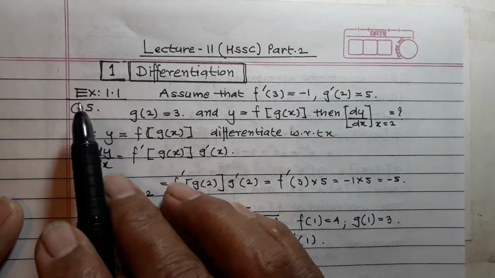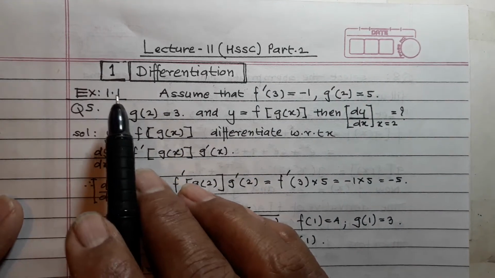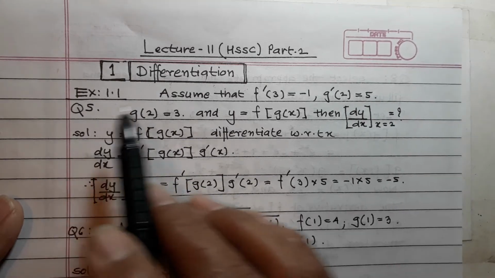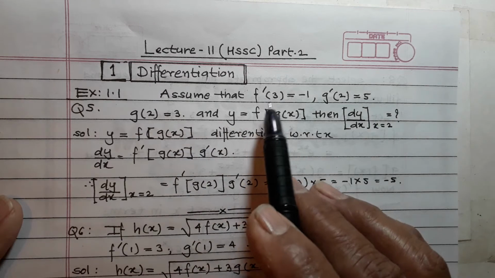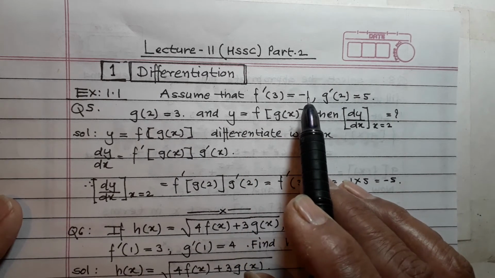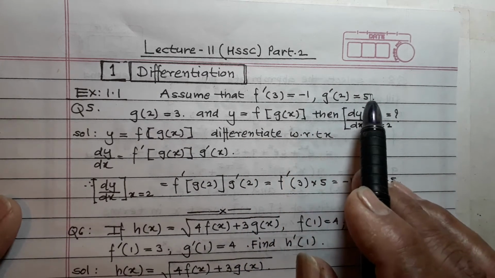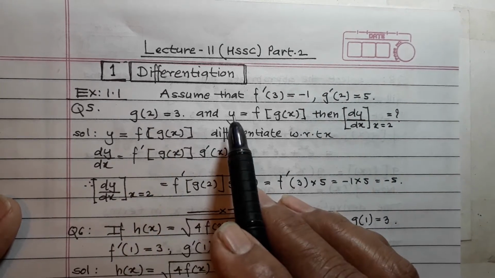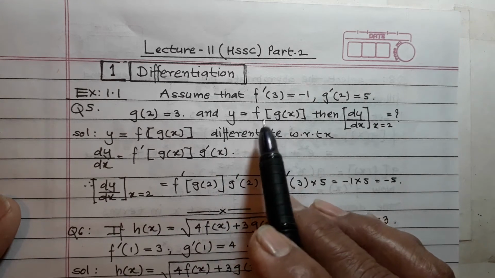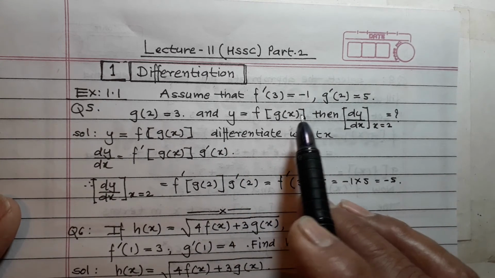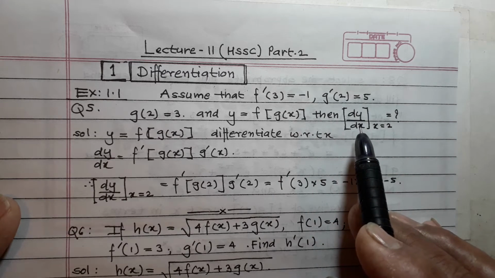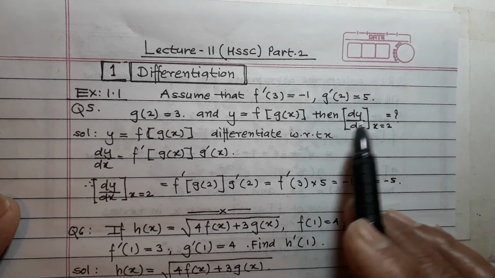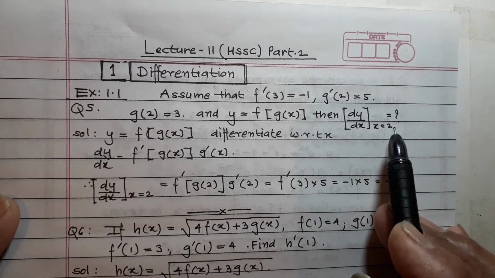In this lecture, I am going to explain some examples from exercise 1.1, question number 5. Assume that f'(3) = -1, g'(2) = 5, g(2) = 3, and y = f(g(x)). Find dy/dx at x = 2.